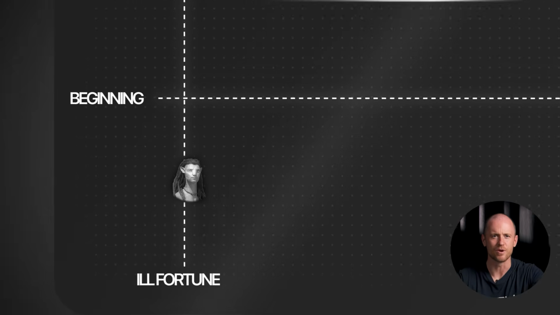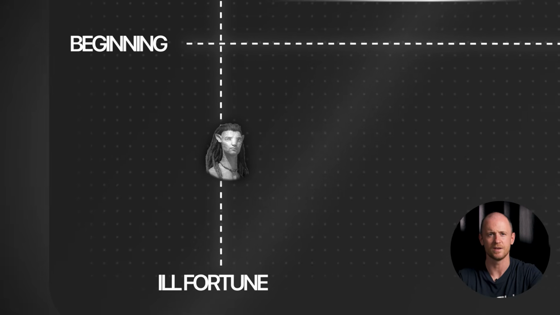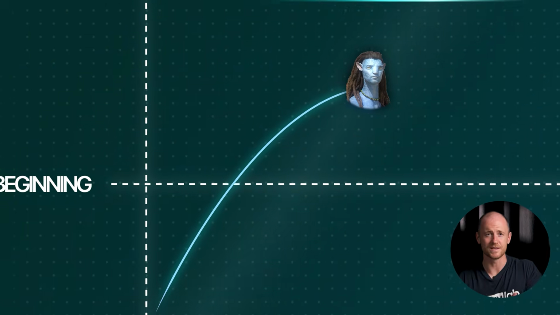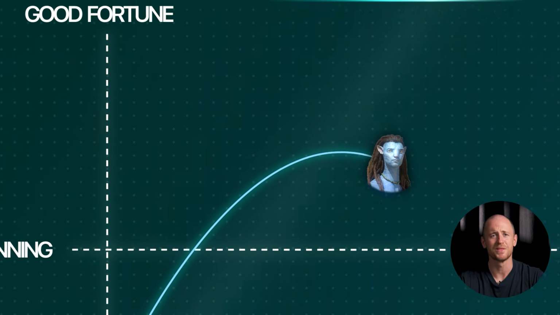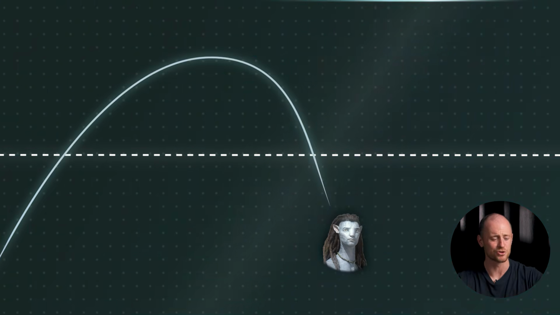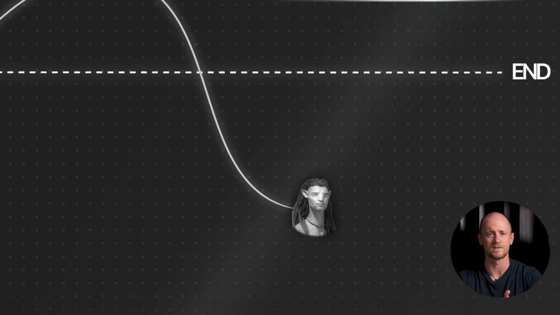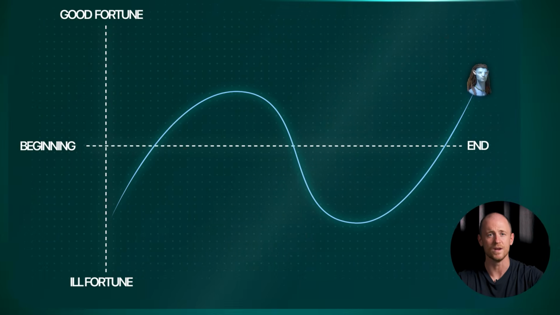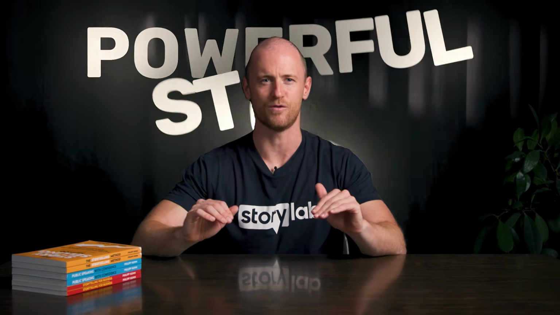Take Avatar, for example. Jake Sully starts broken, both physically and emotionally, but then he arrives at Pandora. Things get better: his purpose, connection, and even love. But then everything crashes: betrayal, war, he nearly loses it all. But in the end, he overcomes it and wins the war against evil. Now that's it. This isn't just a movie plot. This is the shape of any powerful story.